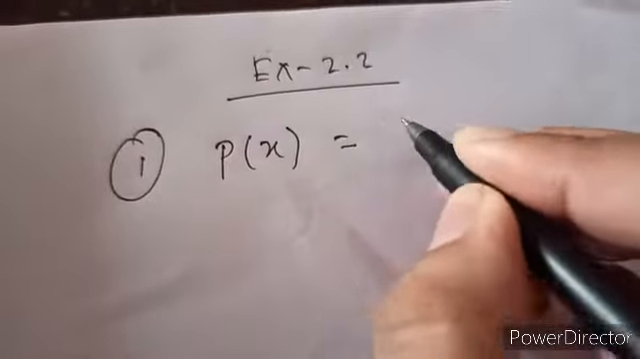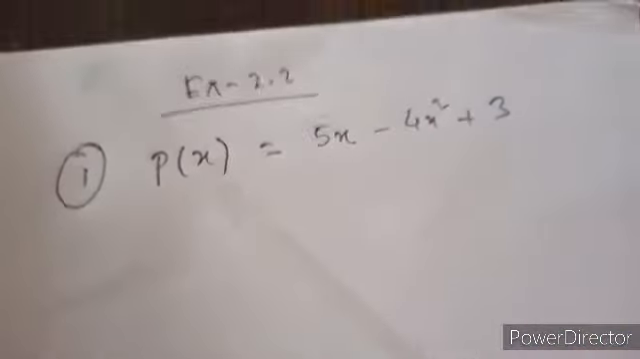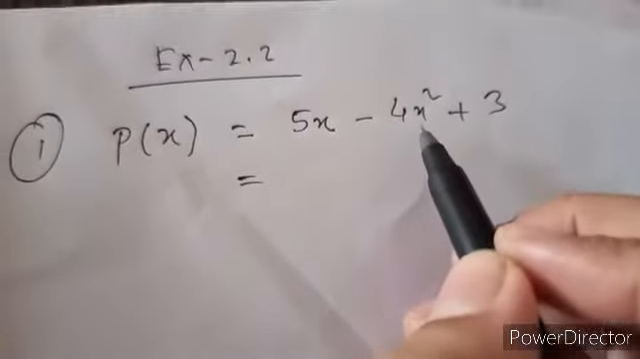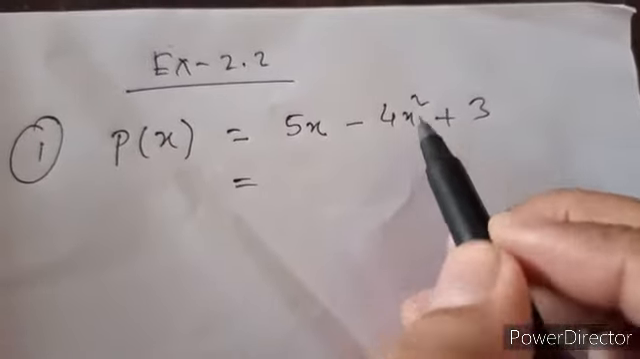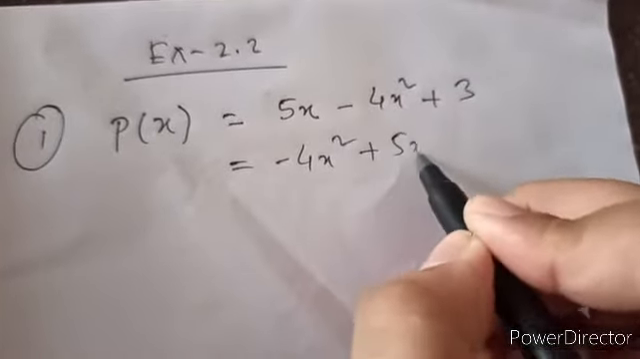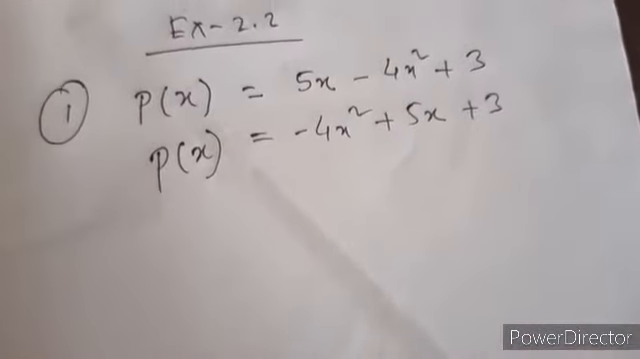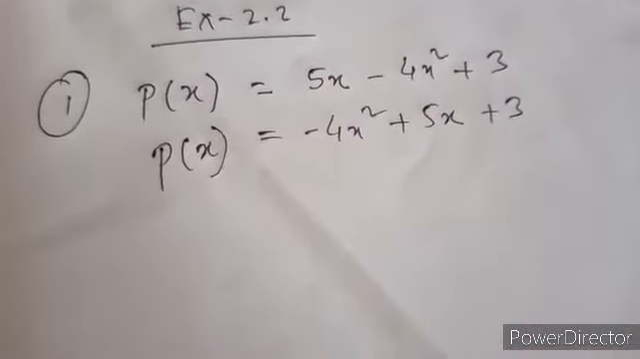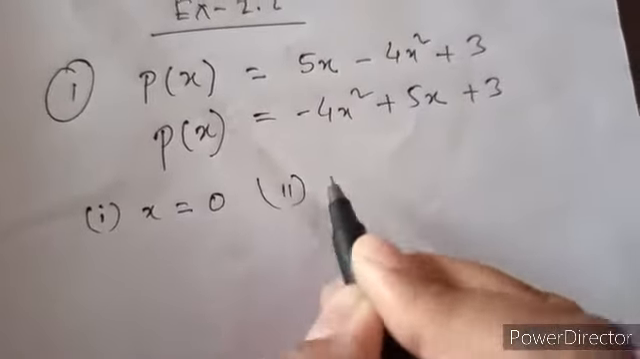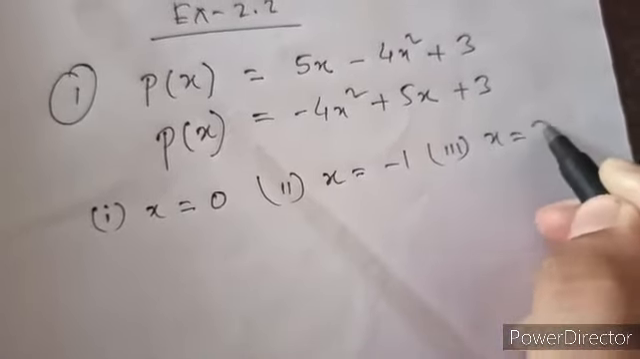Here the given polynomial is 5x minus 4x square plus 3. In the last class we discussed that whenever we write a polynomial, it should always start from the highest degree. Our highest degree is x to the power 2, then comes this, then this number. So we have to consider the polynomial as minus 4x square plus 5x plus 3. There are three different points: x equal to 0, x equal to minus 1 and x equal to 2.